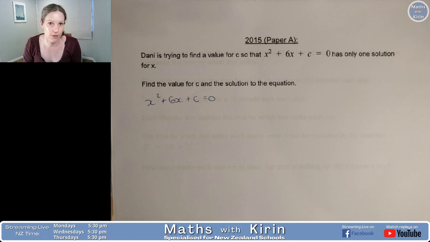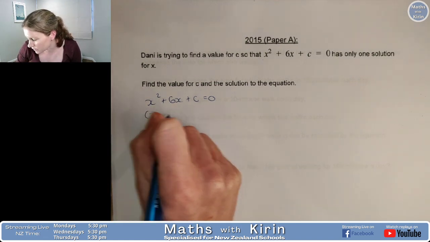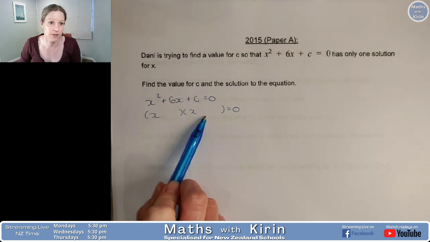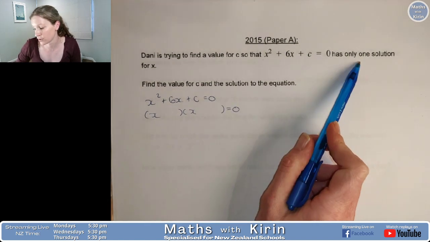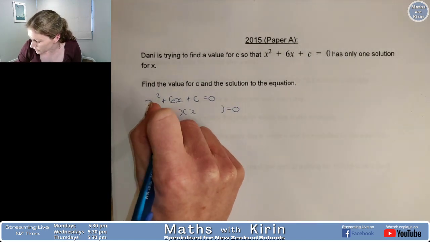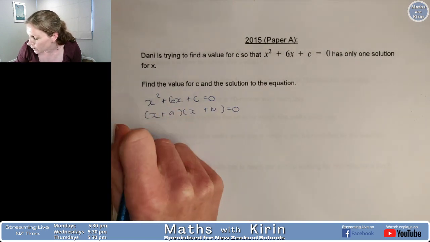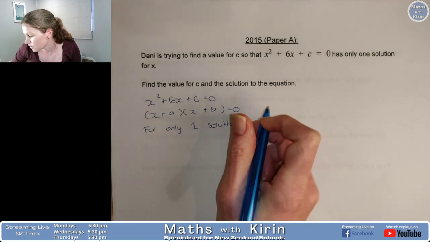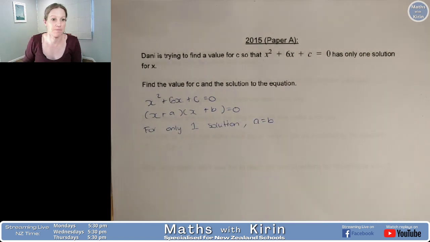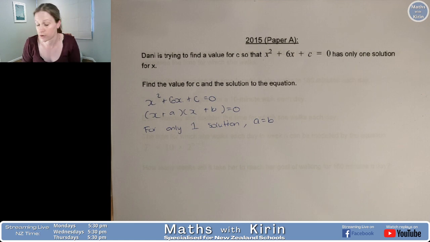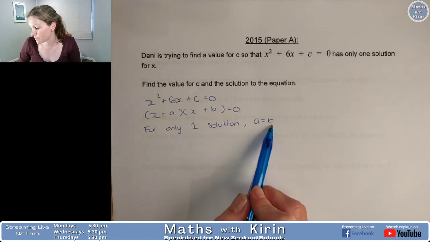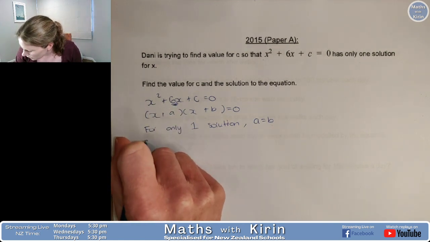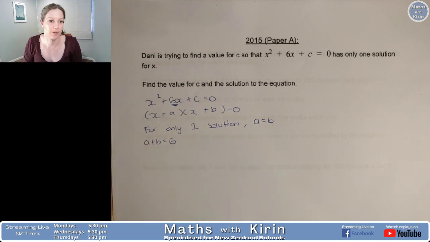So we know when we solve a quadratic, we want to factorize it. And then we make each factor equal to 0 in order to solve x. If there is only one solution, then if we just say this is x plus a and x plus b, for only one solution, a and b have to be the same. Okay, the only way that we could get the same solution. So we know that a and b have to be the same. They have to add to give us 6. A plus b needs to give 6, but we know that a and b are the same.